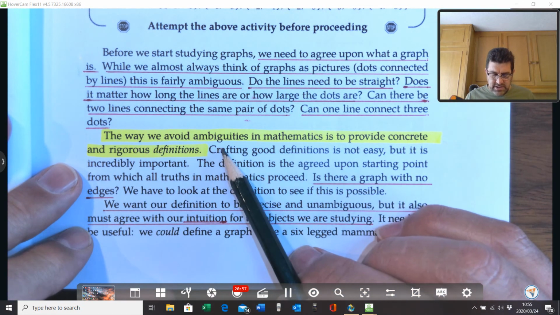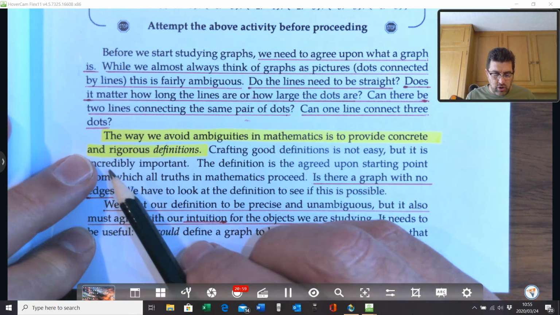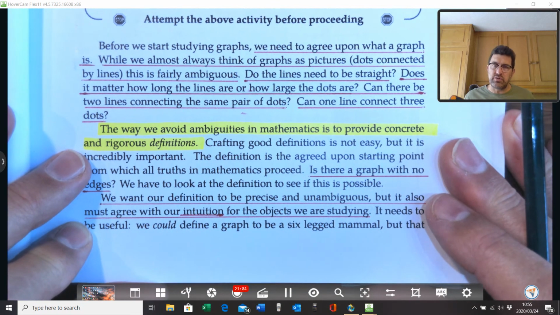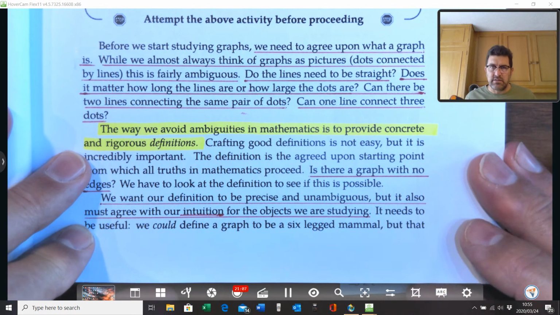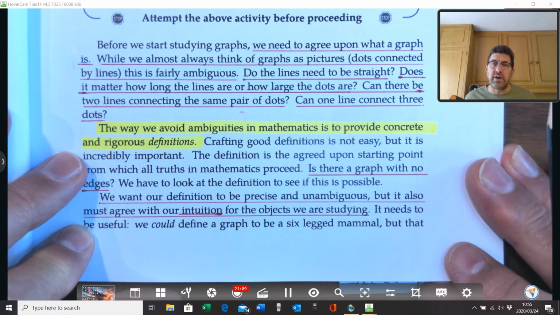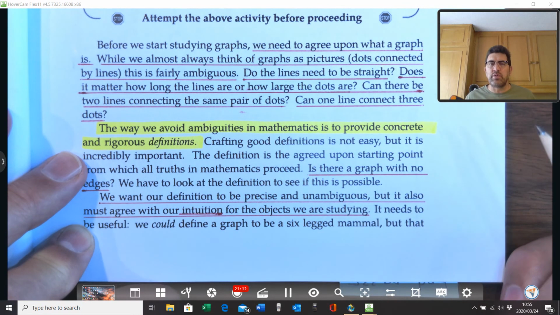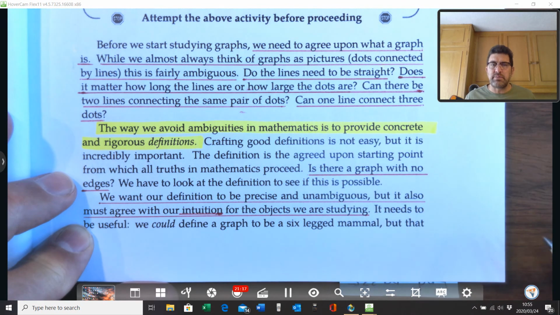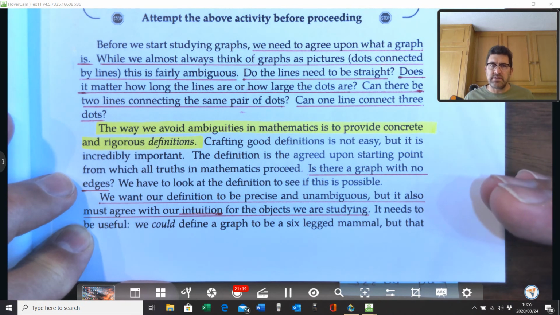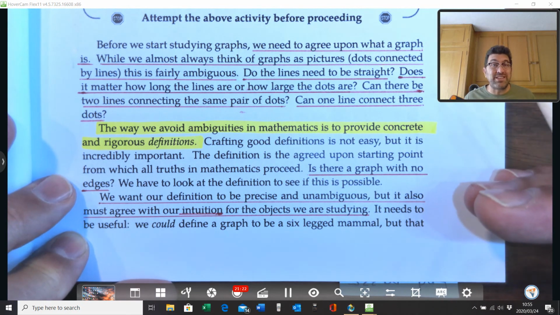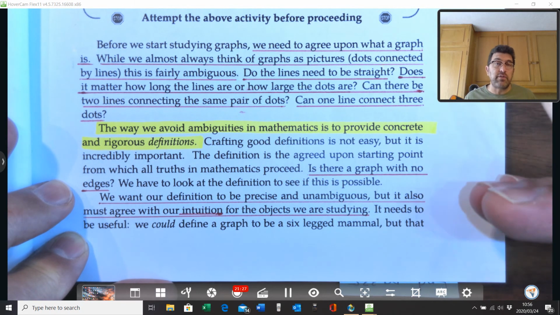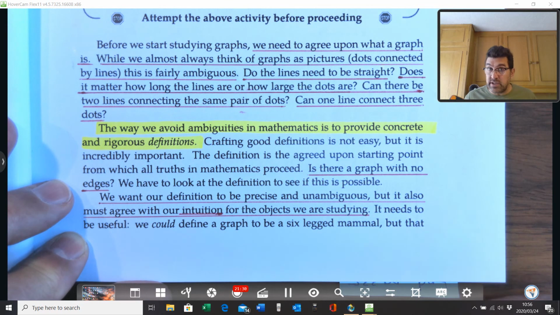So the way we avoid ambiguities in mathematics is to provide concrete and rigorous definitions. That is what a definition does for you. Van Hiele said years ago that before you can define something, you must have worked with it before you can really write a formal definition. Now that's what we did here. We did a few examples. We looked at what they do differently, what they have in common. Can I make the one from the other? And we are now ready to define the objects that we're going to work with going forward.